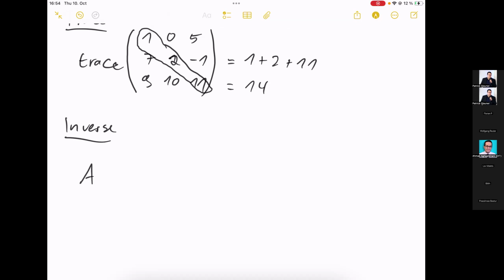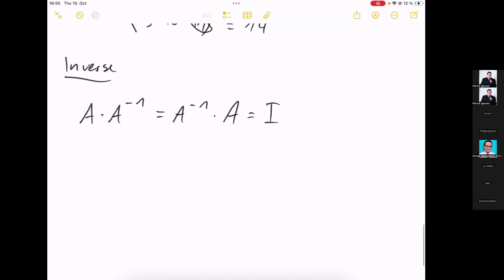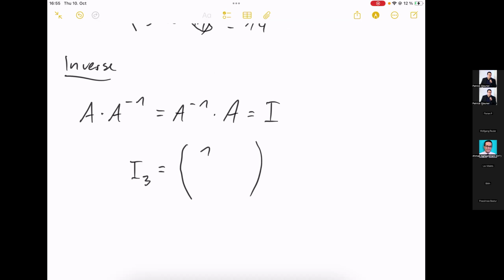So you may have a matrix A, and you multiply it with its inverse, the same as the inverse times A, and this will give you the identity matrix. And the identity matrix, say I3 as an example, is a 3 times 3 matrix, which only has ones in the diagonal and zeros everywhere else. So I4 would be 4 times 4, and you only put ones in the diagonal. All the other elements are 0.